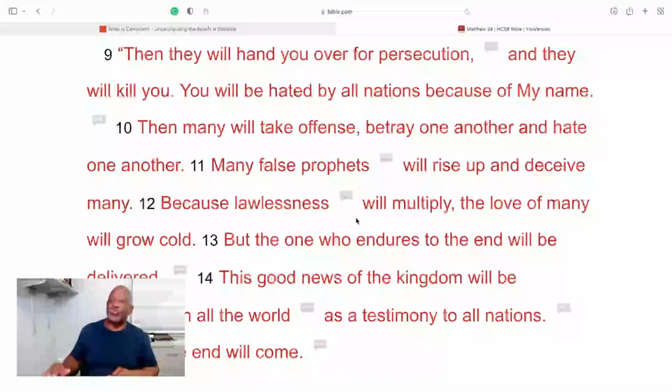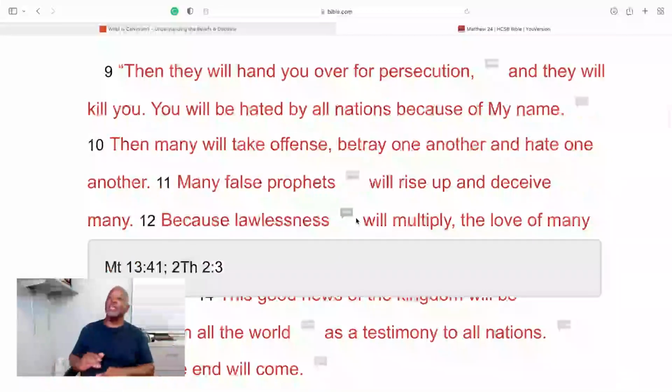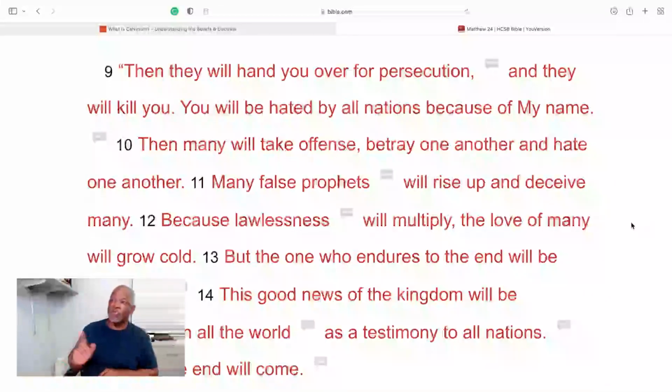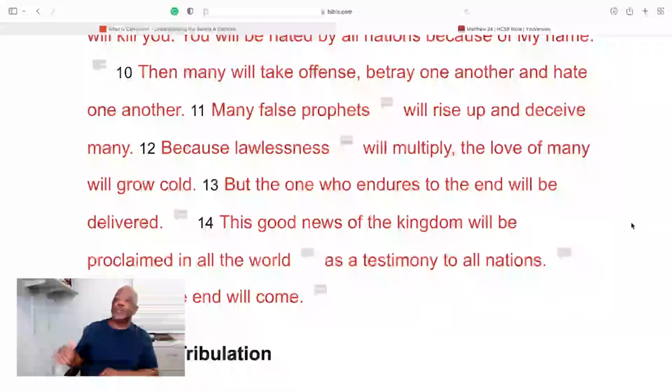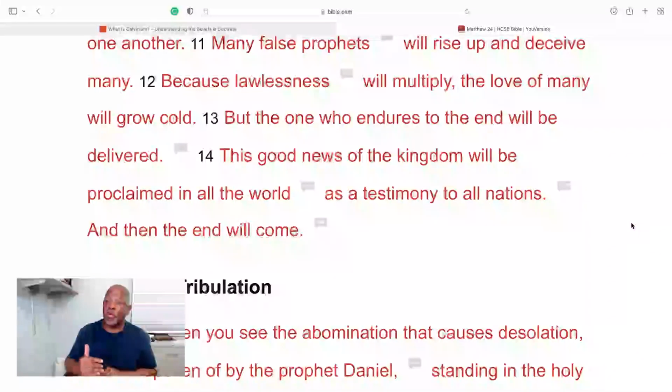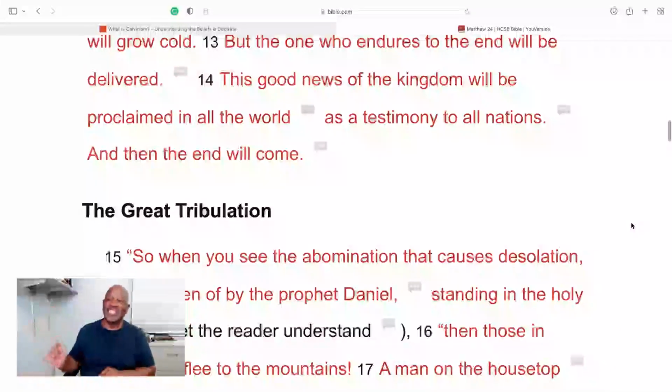And now watch this, verse 9. "Then they will hand you over for persecution and they will kill you. You will be hated by all nations because of my name. Then many will take offense and betray one another and hate one another. Many false prophets will rise and deceive many. Because lawlessness will multiply, the love of many will grow cold." Notice, who are they referring to? Only the Pharisees? Remember, he's already left their company. And then he says in verse 13, "But the one who endures to the end will be delivered. The good news of the kingdom will be proclaimed in all the world as a testimony to all nations, and then the end will come."